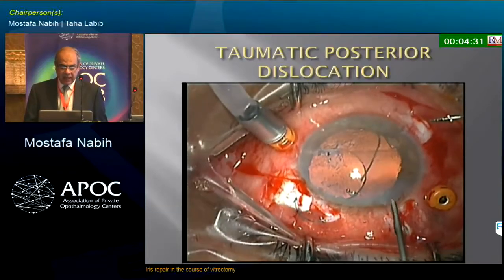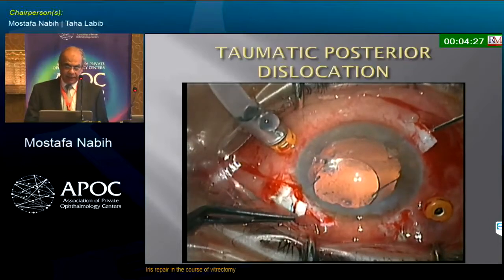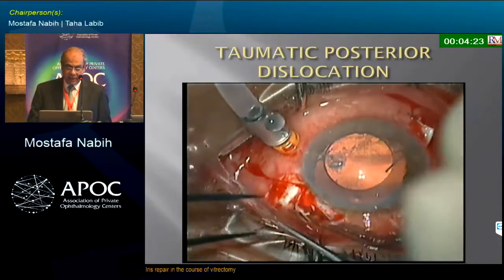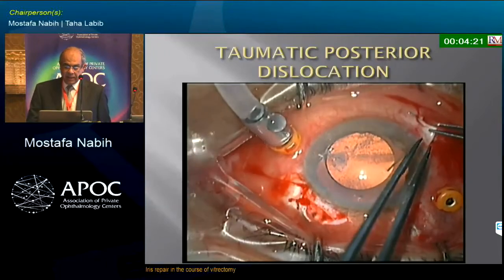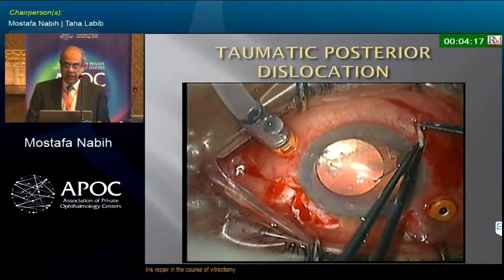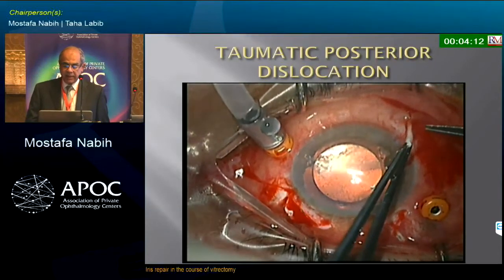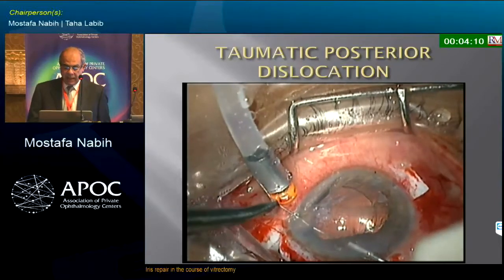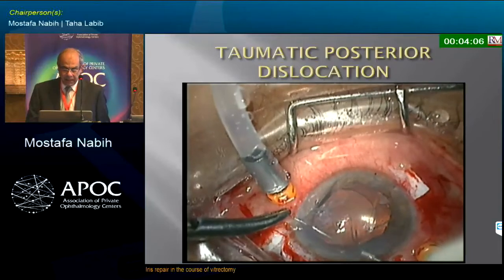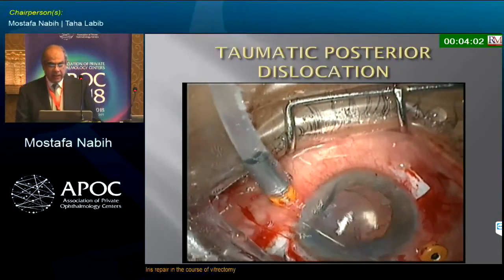Then using the shaking hand technique, delivering the leading haptic of the intraocular lens outside the eye underneath the scleral flap, then going to the other flap through the sclera. I am getting the other haptic and inserting it underneath the L-shape scleral flap, then going to the iris, performing now a suture.